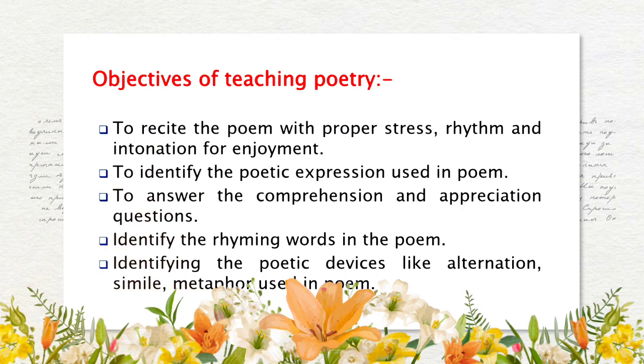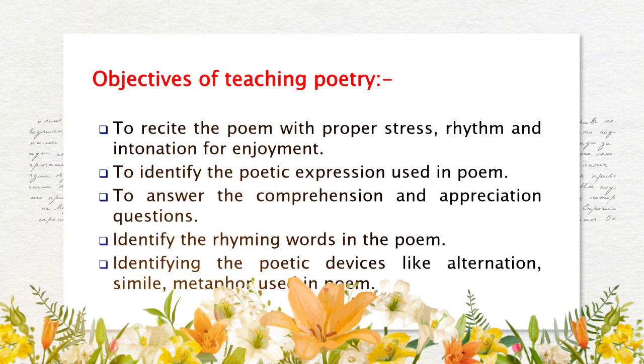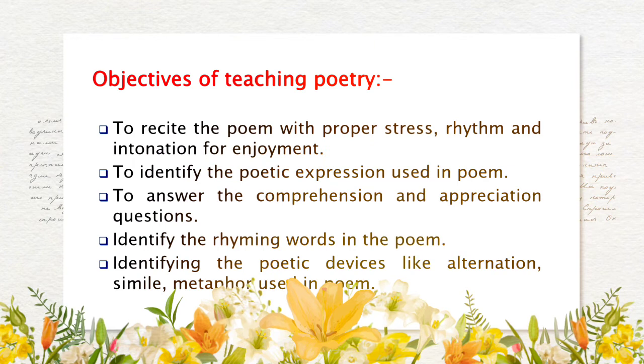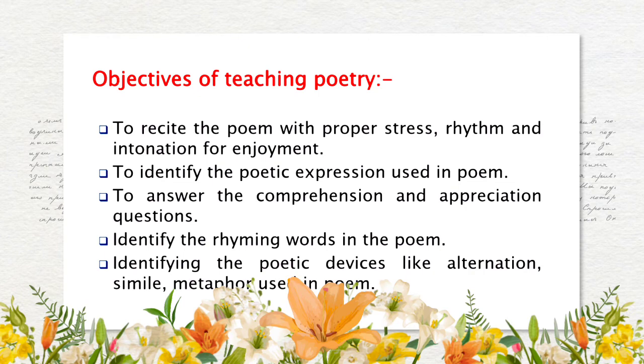Now see what the objectives of teaching poetry are. So how can we analyze the poetry side? The objective is to recite the poem with proper stress, rhythm and intonation for enjoyment, and to identify the poetic expressions used in the poem, to answer comprehension and appreciation questions, to identify the rhyming words in the poem, and to identify poetic devices like alliteration, simile and metaphor used in the poem. These are the most important objectives of poetry, why we are teaching poetry to the learners. We can develop the different components of the learners, like comprehension and appreciation, and they also identify rhyming words of the poem. These are the most important facts.